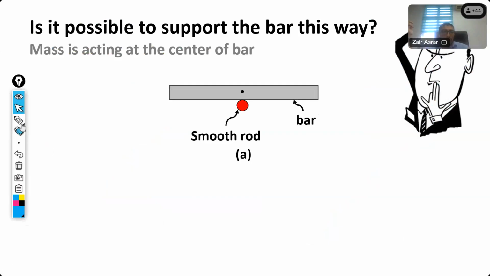In this case, what do we know? We know at the CG location. So we have the CG location here.